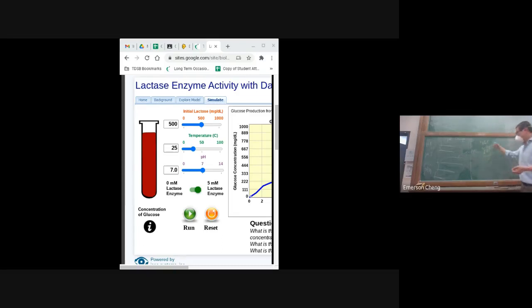Now, in this case, at extreme pHs, like 1 or 14, the reason it's flat or almost flat is because the enzyme is completely denatured. When you have higher or lower pH, it affects the shape of the enzyme, and it is completely denatured at either extreme pH. Good. Are there questions?